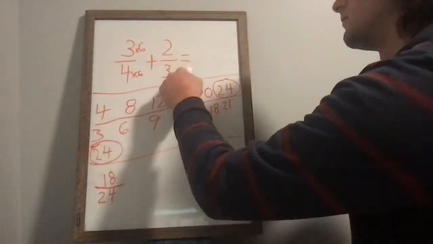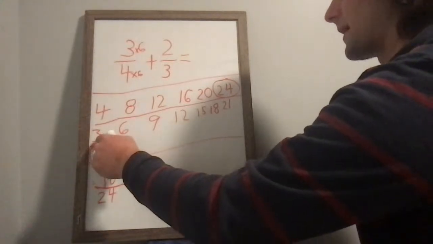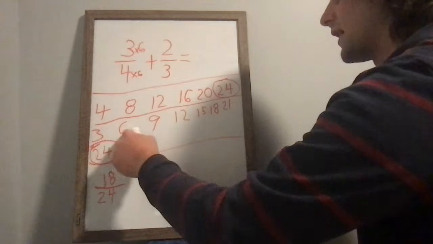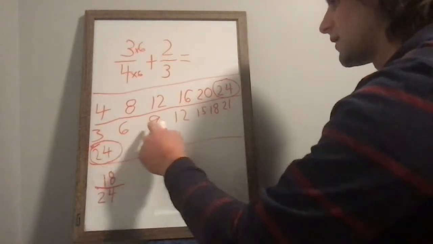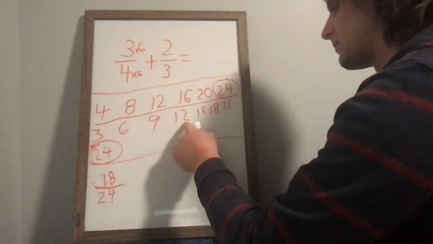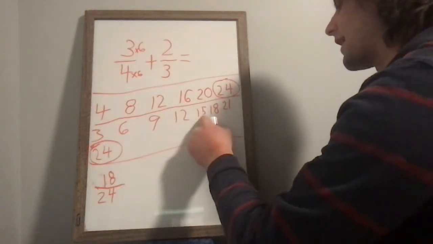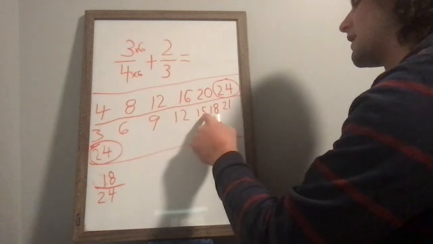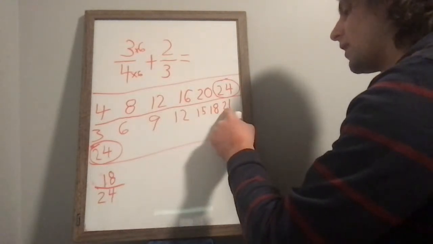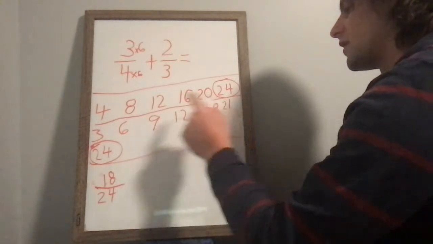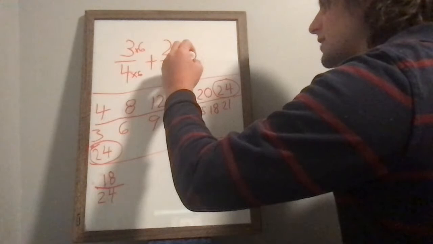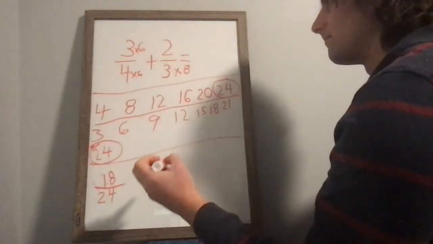Now, converting 2/3 to 24ths. Skip counting by 3. 3, I've counted by 3 once. 6, twice. 9, 3 times. 12, 4 times. 15, 5 times. 18, 6 times. 21, 7 times. 24, I've counted by 3 8 times. So 3 times 8 equals 24.